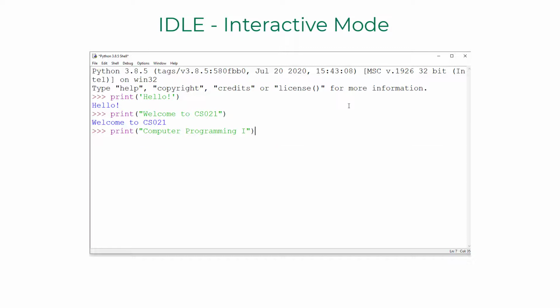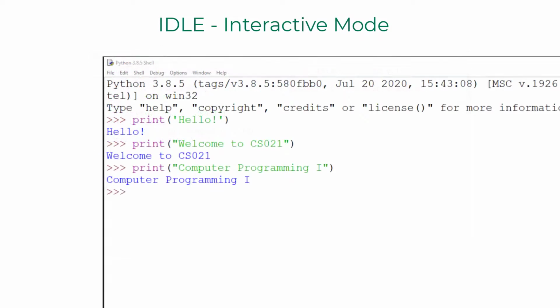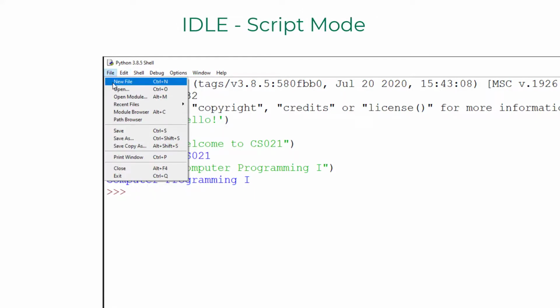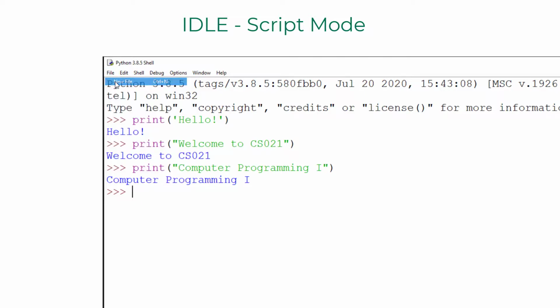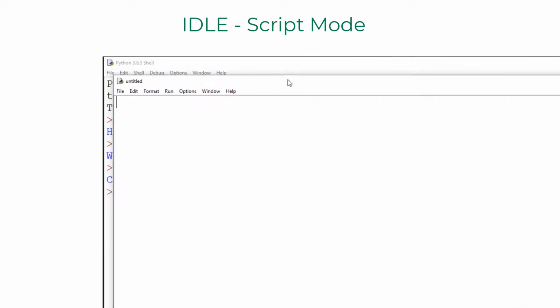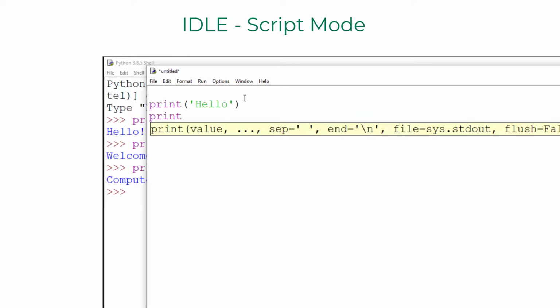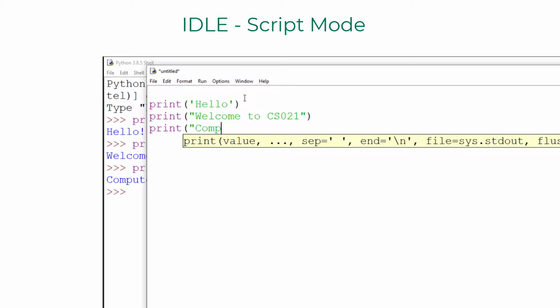All right, so far we interactively executed all the code statements in IDLE. Now let us see how to write all your code statements in a single file. So I'm going to click on File, New File. This is going to open an editor window. In this editor window, I'm going to start writing my code. So there you go. Hello, welcome to CS21, computer programming 1.